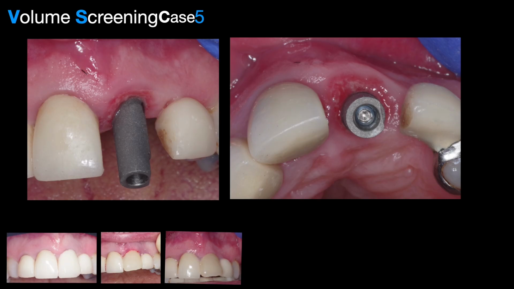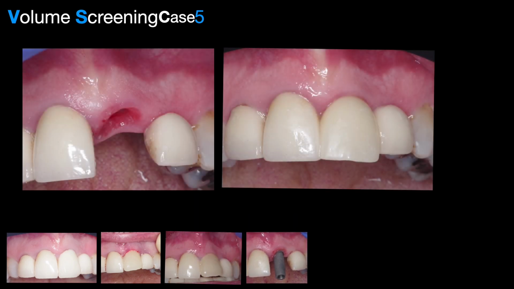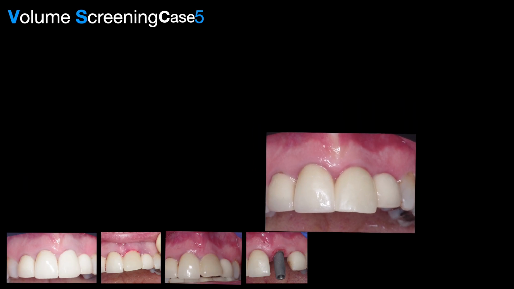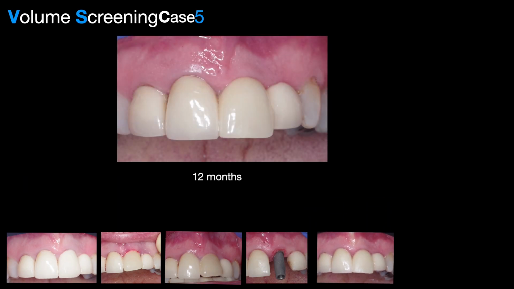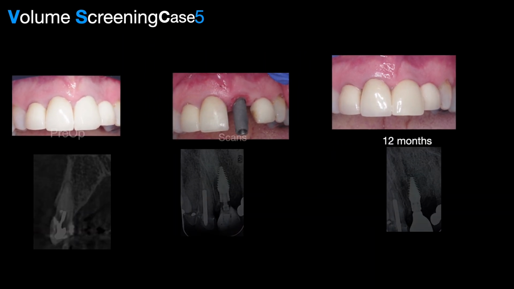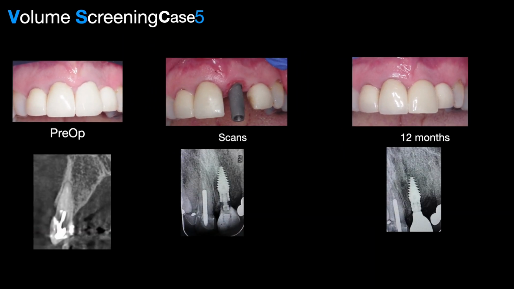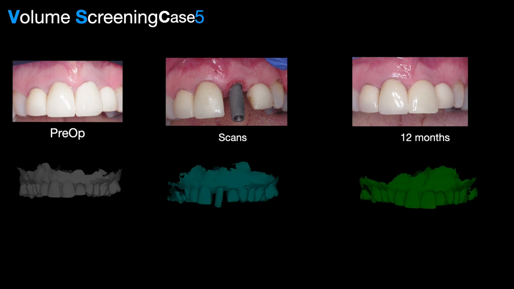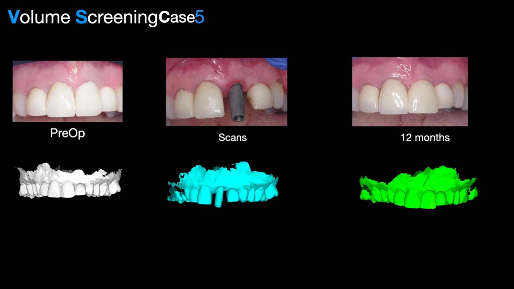We then scanned the site and placed the crown. 12 months later, here we have x-rays. We got STLs.